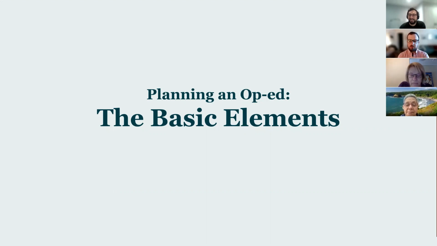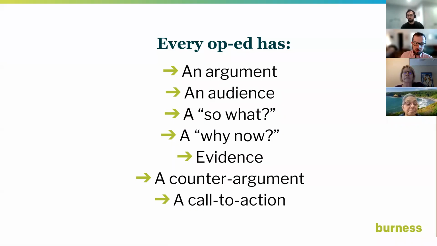So when we think about op-eds, it's easy to think about it formulaically and feel like that's not going to be effective. But the secret of op-eds is they all have the same parts. There are exceptions that ride on the power of their writing and the impact in the moment. But at its core, op-eds should have these elements: an argument, an audience, a so what, why should I care, a why now, evidence, an acknowledgement of a counterargument, and a call to action. And we'll dive into each of these.